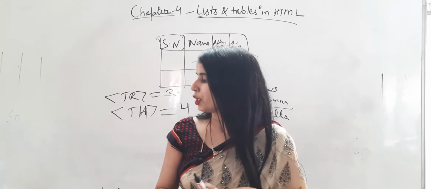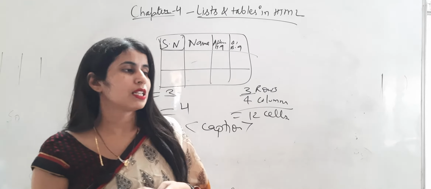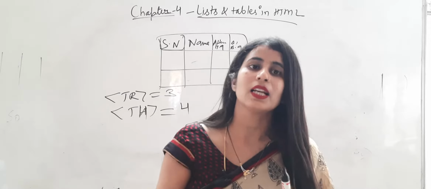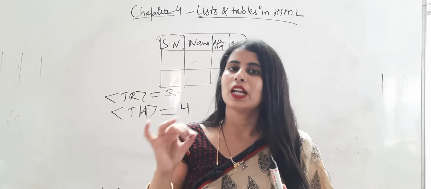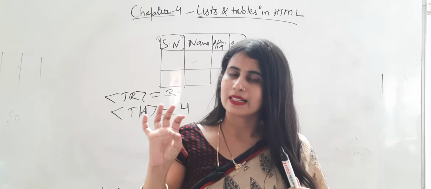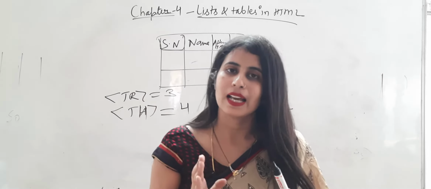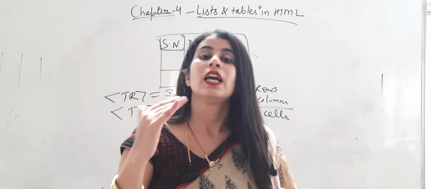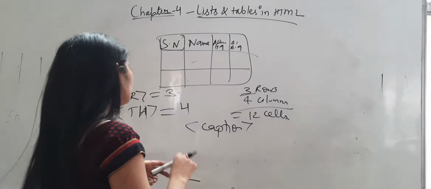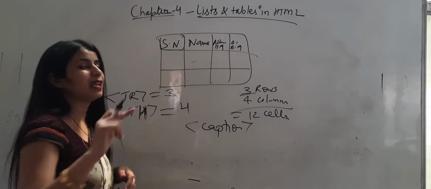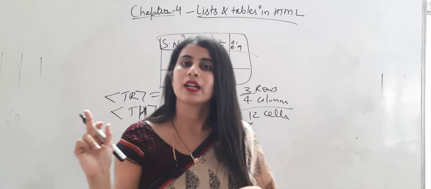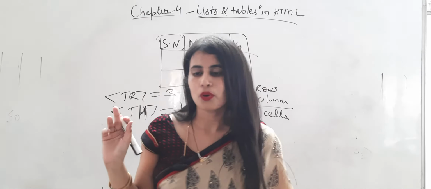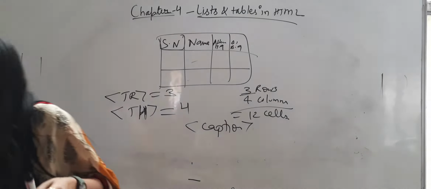So I am telling you that if we are using the th tag, the effect that occurs is that the data item that you are writing inside that cell, inside the heading tag, will appear in bold. So the th tag makes the text bold. This is about the th tag.